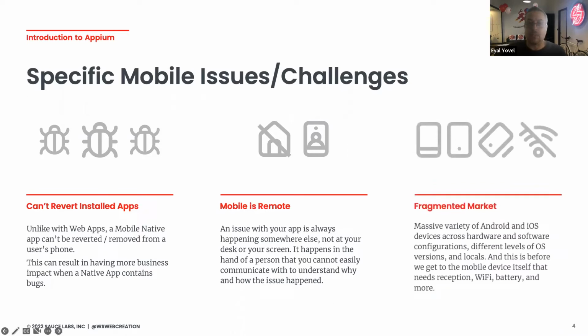And last but not least, there is a fragmented market. I think that Apple has around 28 different devices, but for Android, there are so many models, brands, operating systems, it is crazy. So how can you make sure your app can run on all the devices, with Wi-Fi, with different battery status, all the operating systems? How can you actually test it?